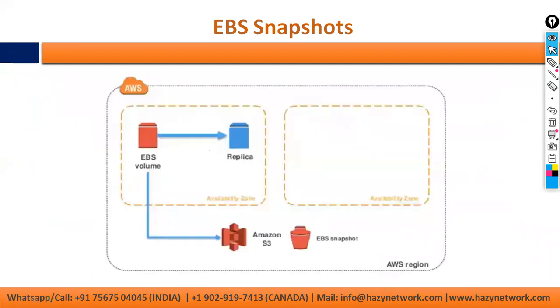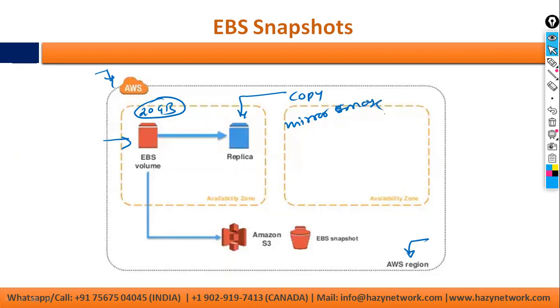Can you see this diagram? Yes, this is my AWS. This is my Mumbai region. This is my EBS volume. We have created how much EBS volume? 20 GB. Replica means what? Copy, same mirror image. The EBS volume is stored in Amazon S3 as an EBS snapshot. That means if you want to take the snapshot, how will it work?